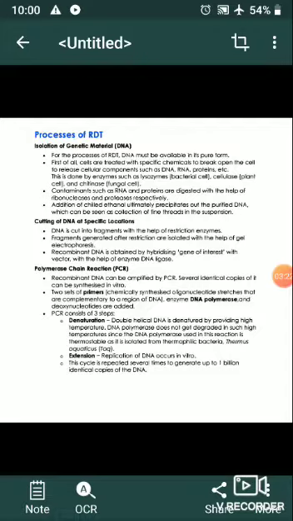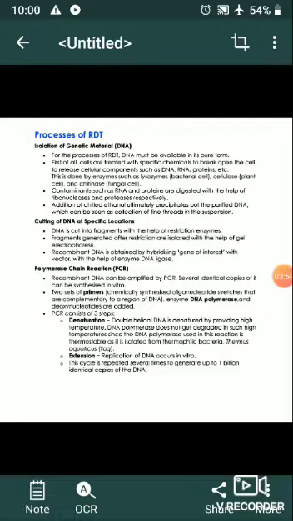First of all, cells are treated with a specific chemical to break open the cell to release cellular components such as DNA, RNA, protein, etc. Contaminants such as RNA and protein are digested with the help of enzymes. Addition of chilled ethanol precipitates out the purified DNA. Collection of fine thread in the suspension.